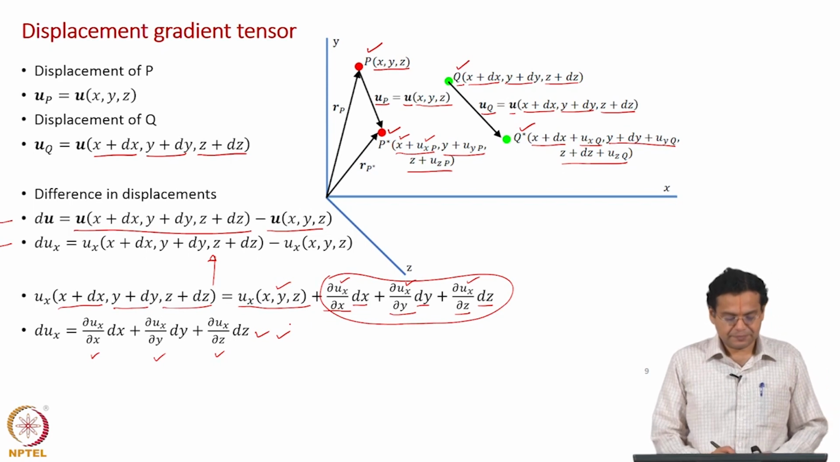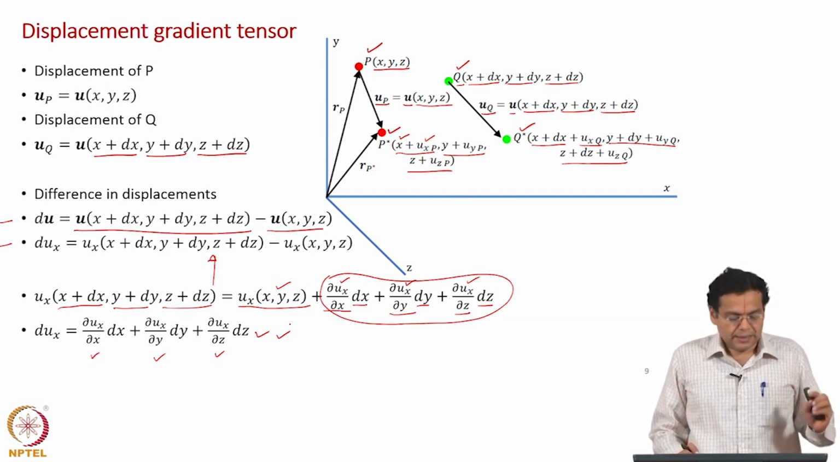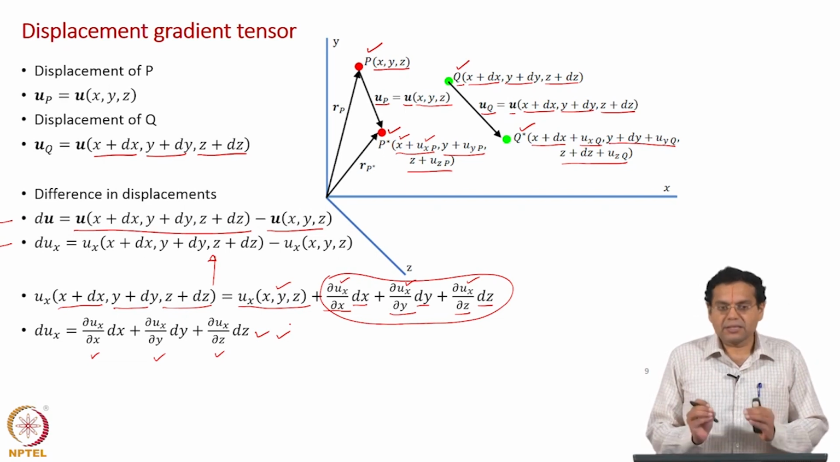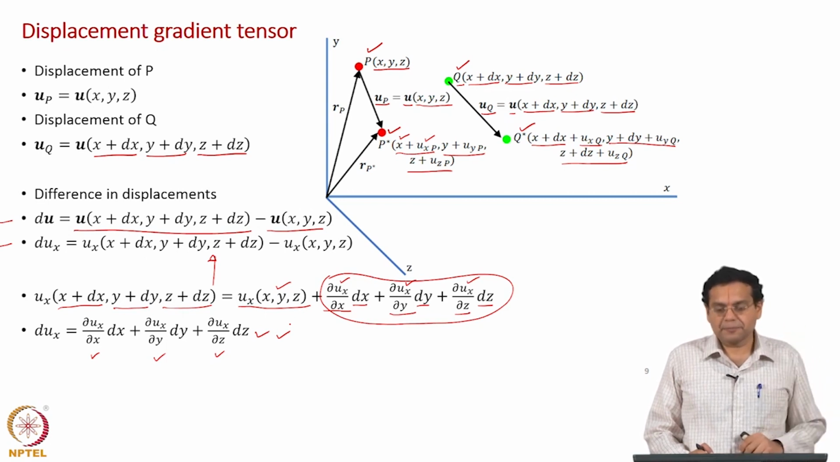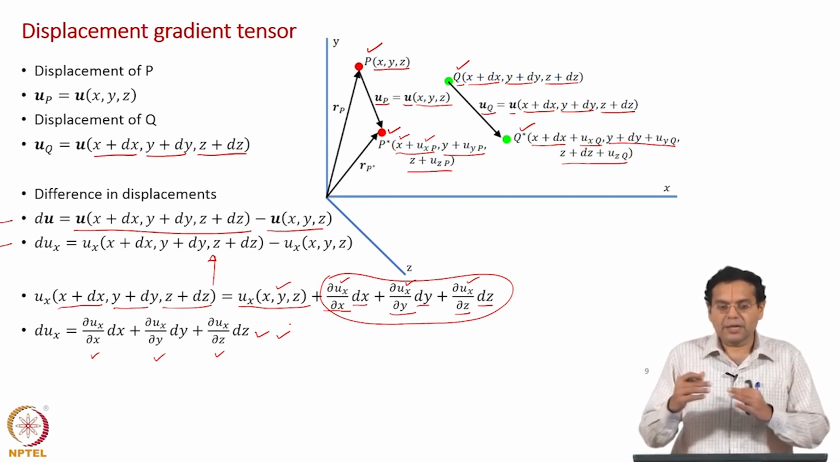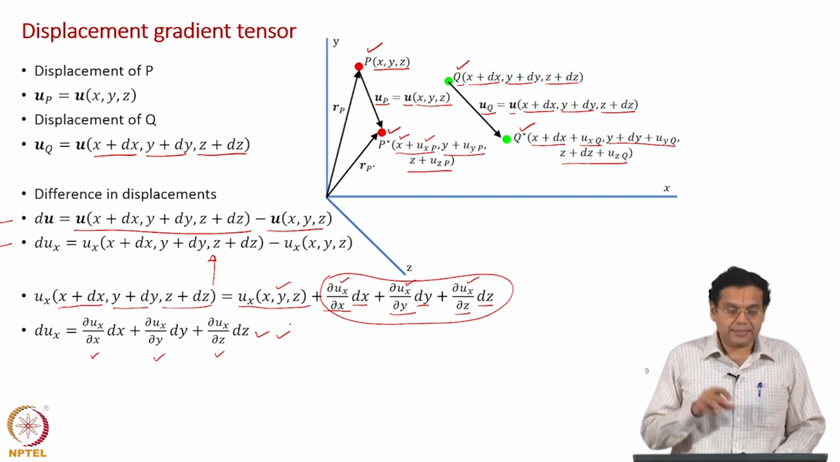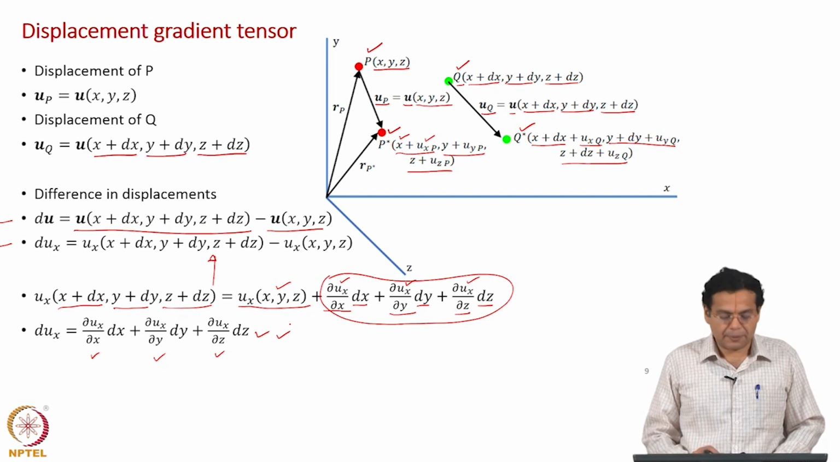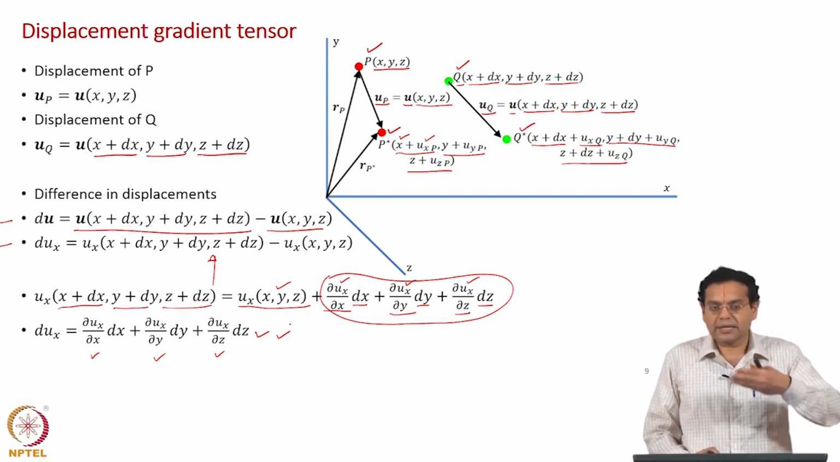Okay. Fine. Now, what is the significance of this expression? The left hand side is, let us tentatively call it, the difference. The left hand side is the total difference in x displacement between q and p. The right hand side has been expressed as 3 different terms. What do they represent? This x displacement is a function of x, y and z.